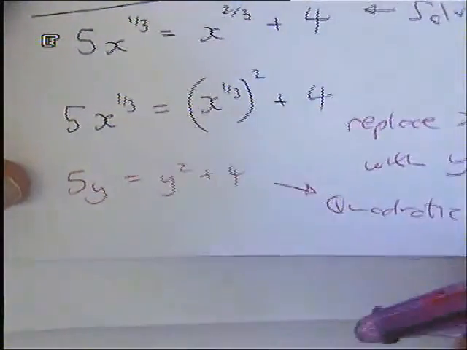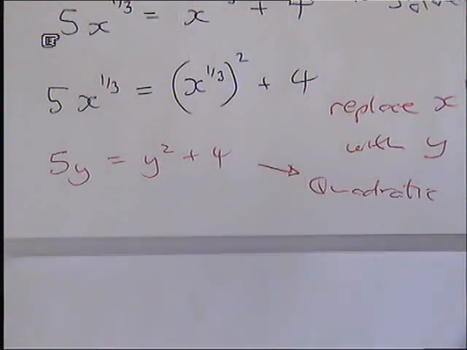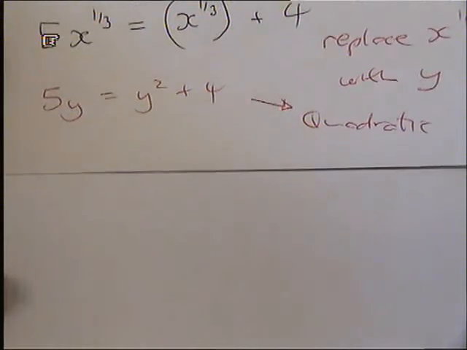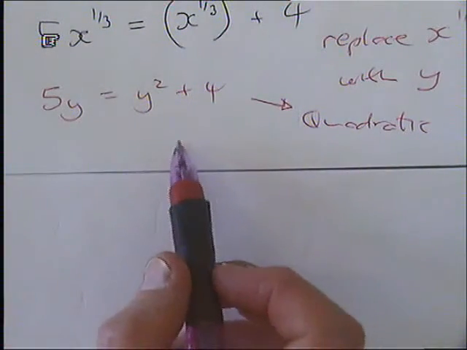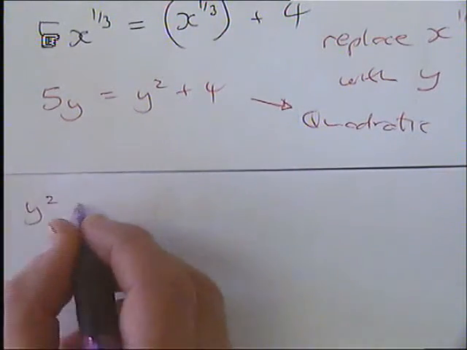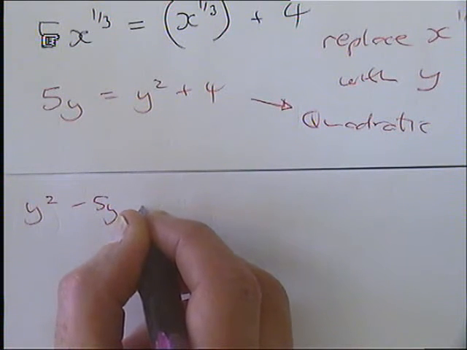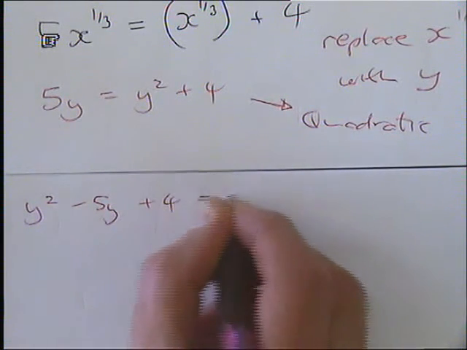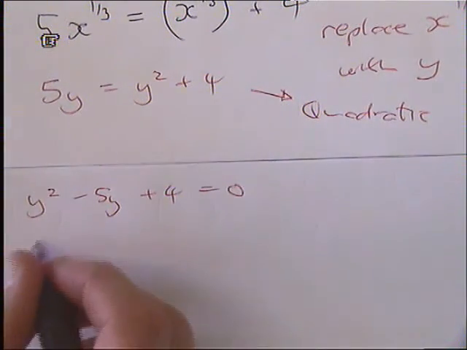Now, at the end of the question, we are going to have to go back into x's. But we've made it into a quadratic, and you're all experts on quadratics because you've got a test on it next week. So, if we had this quadratic, what would I do with it? y squared minus 5y plus 4 equals 0. Rearrange it, make it equal 0. Okay, next step. Factorise it.